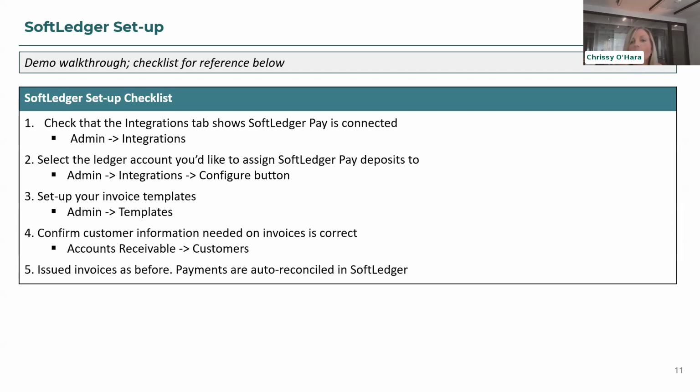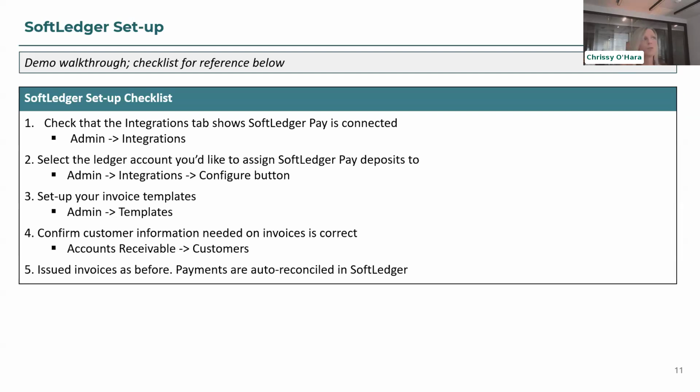you'll select which general ledger account you want all the deposits to be booked to from Soft Ledger Pay. I recommend creating a new general ledger account, called Soft Ledger Pay Merchant Account or something like that. Since this is a new asset account that your company actually owns, much like a bank account, it also helps to reconcile payments at the end of the month.